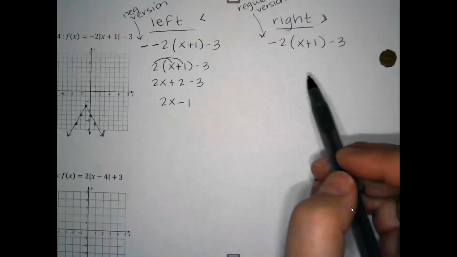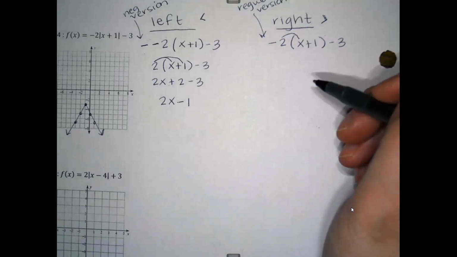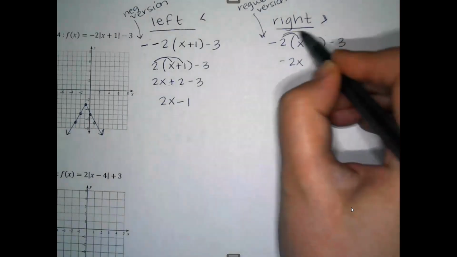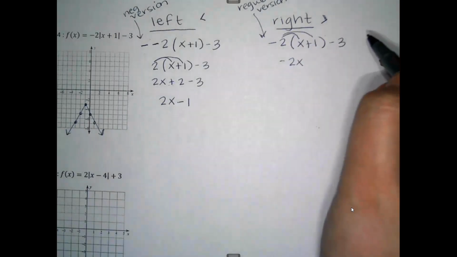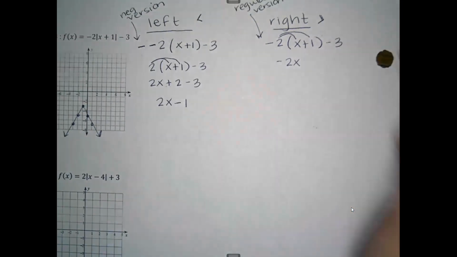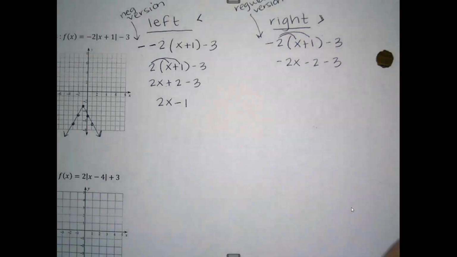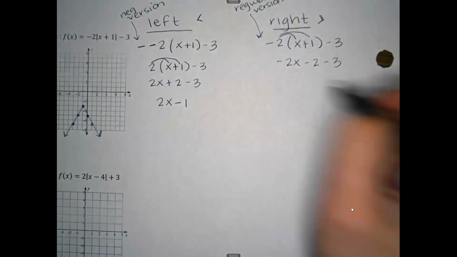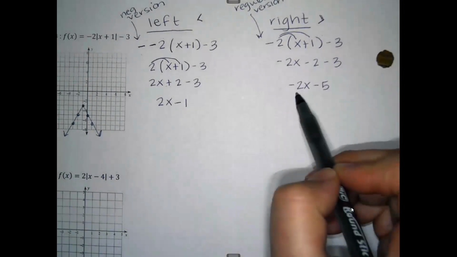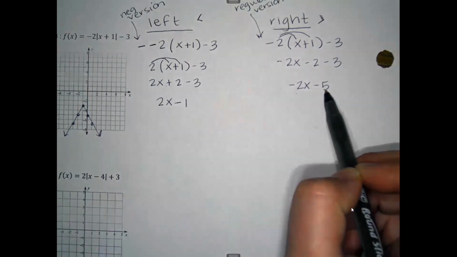Let's figure out the right side of the graph. -2 times x is -2x. -2 times 1 is -2. Minus 3. What's -2 and -3? -5. So -2x minus 5, a slope of -2 and a y-intercept of -5 for the right side of the graph.